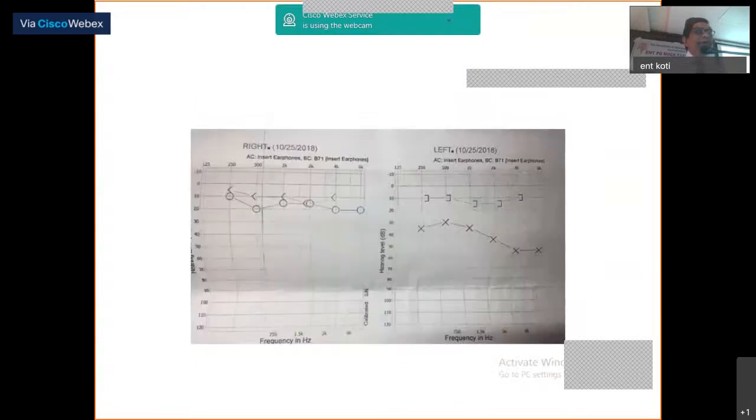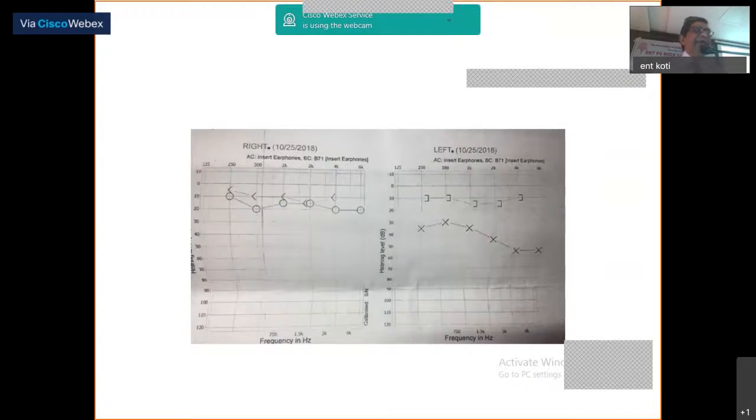So without going into all the details, what is a pure tone audiometry? It is done in a sound-treated room because it is practically impossible to make a soundproof room. So whenever somebody says a soundproof room is needed, it is not so.